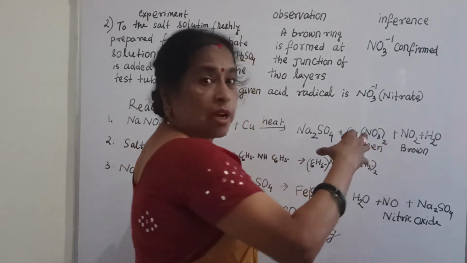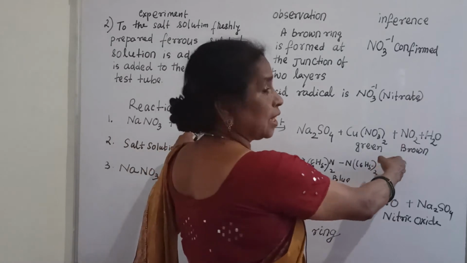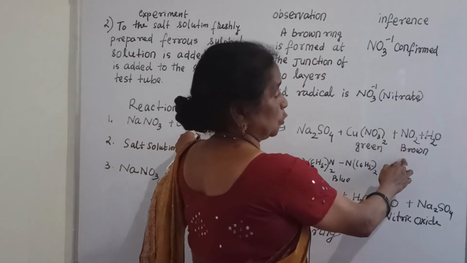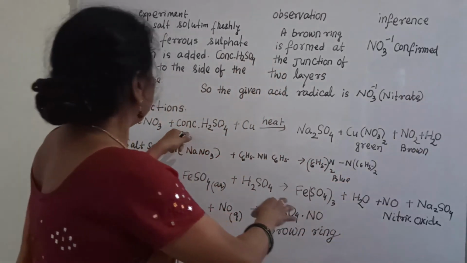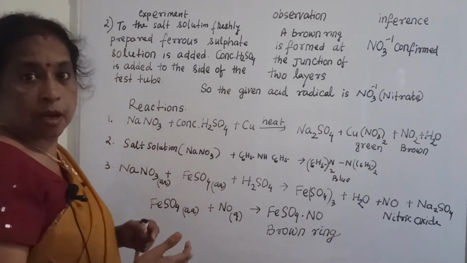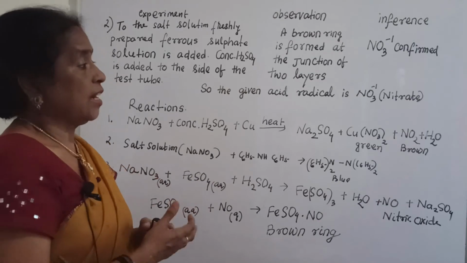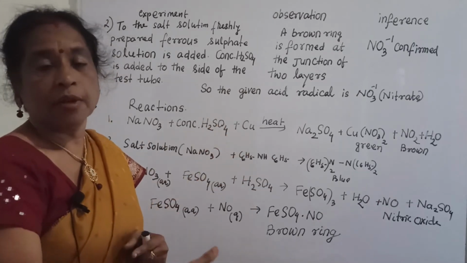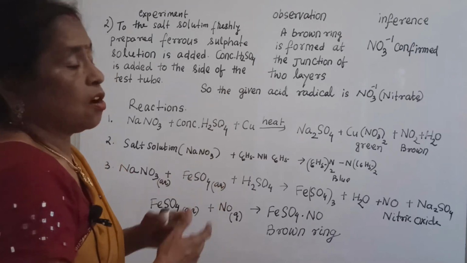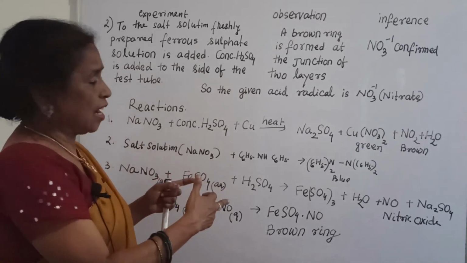And NO2 is a gas, nitrogen dioxide gas, and that color is brown. That is why you can observe brown color gas evolve in the test tube. So why this green color, I hope you can understand: due to the formation of cupric nitrate, the solution color turned green, and the gas which is evolved is brown, because NO2, nitrogen dioxide, is always brown color. Then next you are doing the diphenylamine test.